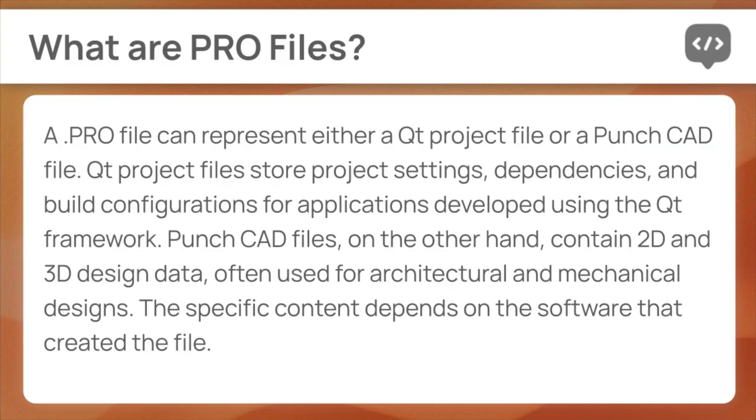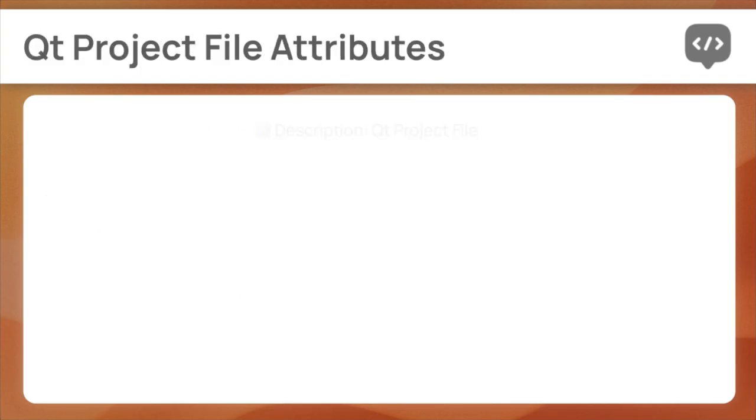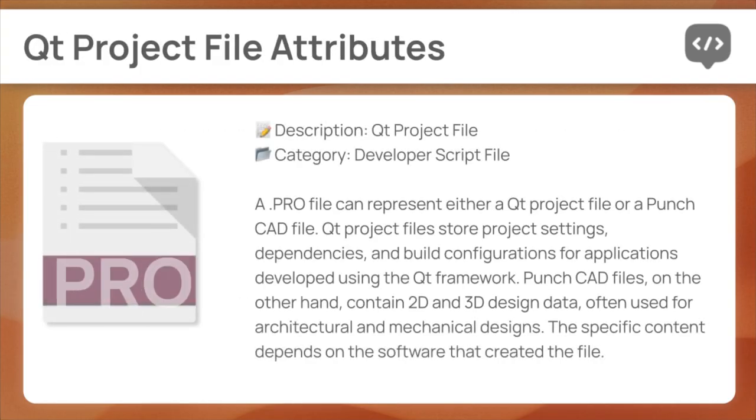A PRO file can represent either a Qt project file or a Punch CAD file. Qt project files store project settings, dependencies, and build configurations for applications developed using the Qt framework. Punch CAD files, on the other hand, contain 2D and 3D design data, often used for architectural and mechanical designs. The specific content depends on the software that created the file.